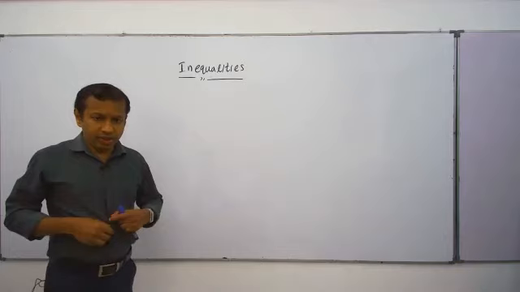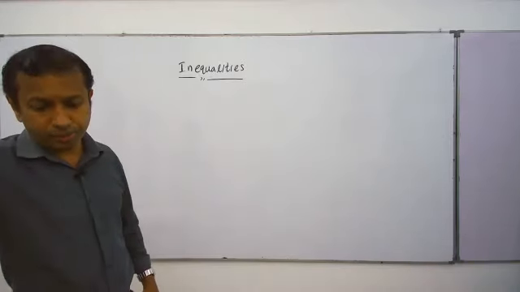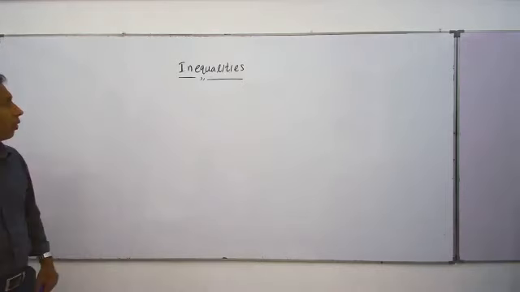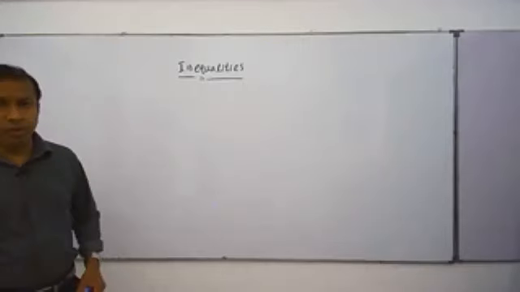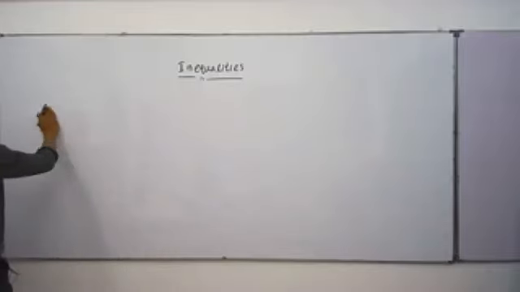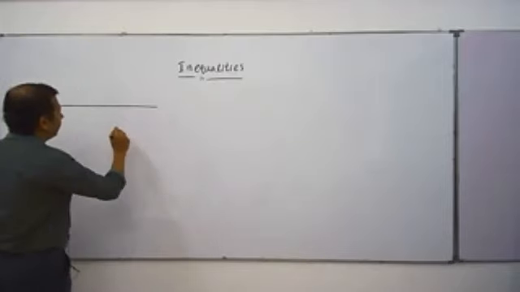The heading is inequalities. Here, first of all, we must understand this thing. Now, when we consider the number line, on the midway of the number line, at the midpoint, we have the real number 0.